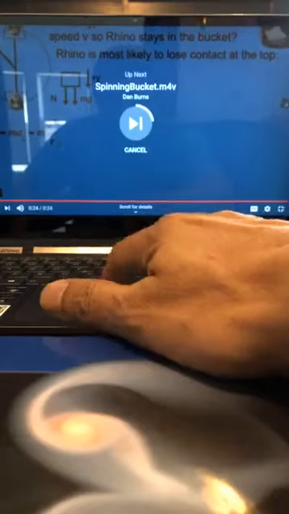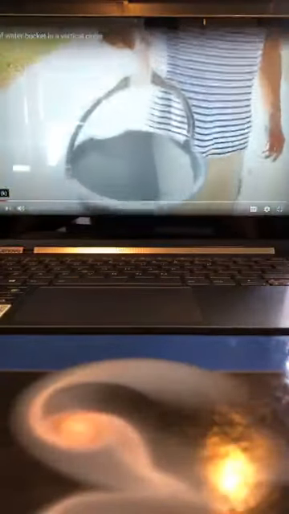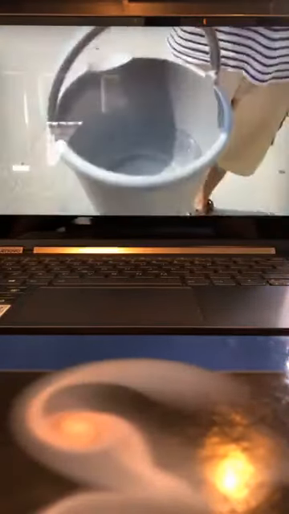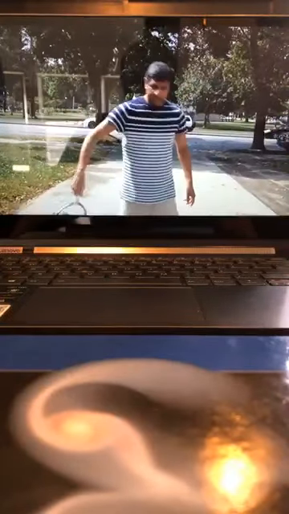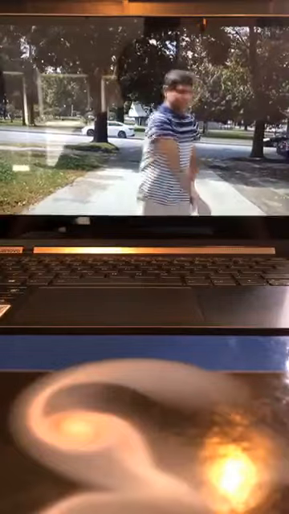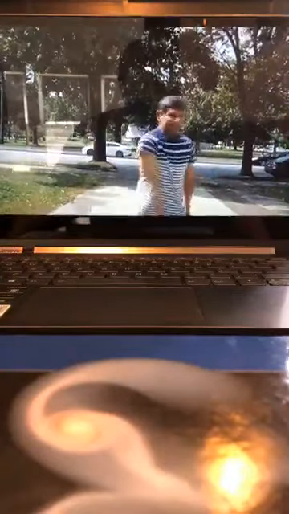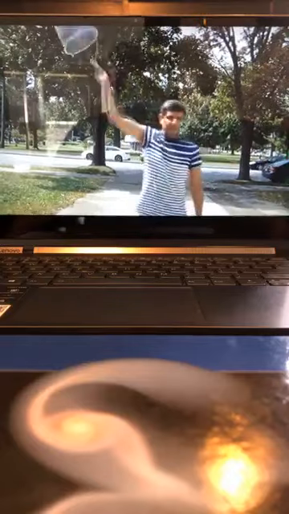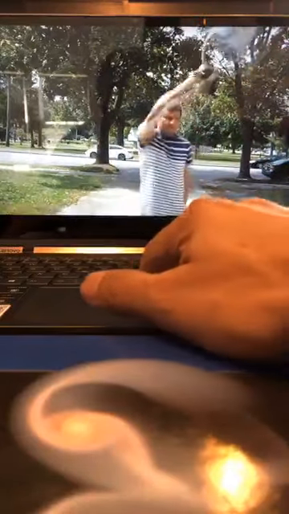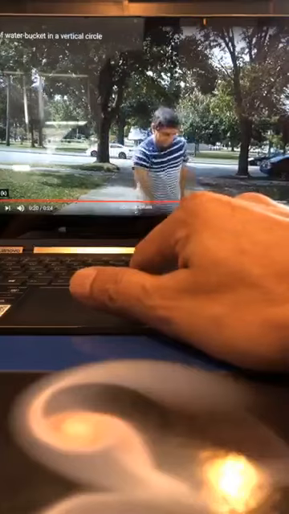So let me play one more time. So here is water in the bucket. Now I move the bucket in the vertical circle. The water does not spill out even if the bucket is upside down. See? Why? Because the weight of the water just provides the centripetal force required to move in the vertical circle.